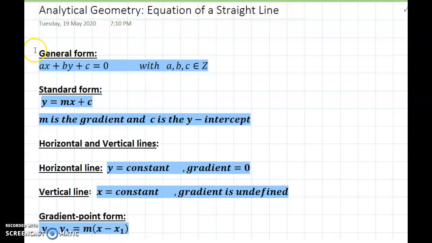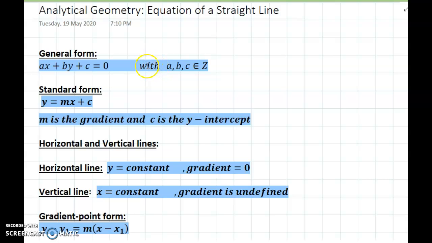So let's start. There are different forms of a straight line, and we recognize a straight line by the highest power of the variable being 1. So here's the general form: Ax + By + C = 0. In other words, everything on the left hand side, equal to 0 on one side.